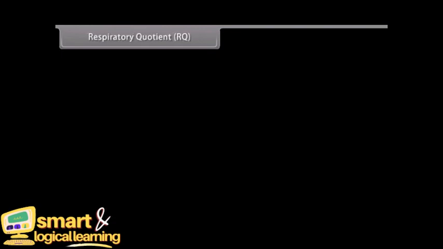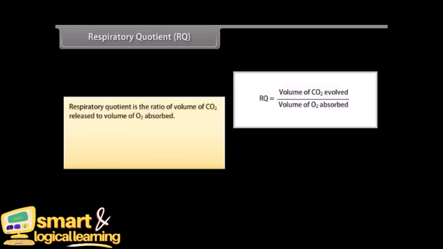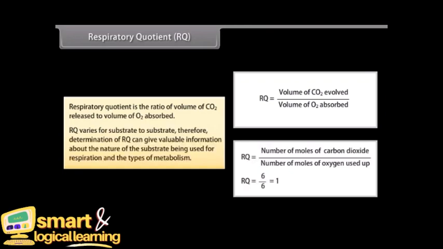Respiratory quotient, RQ. Respiratory quotient is the ratio of volume of CO2 released to volume of O2 absorbed. RQ varies for substrate to substrate. Therefore, determination of RQ can give valuable information about the nature of the substrate being used for respiration and the types of metabolism.